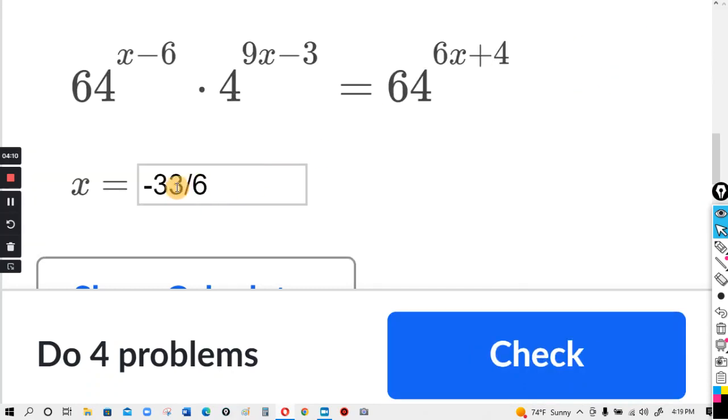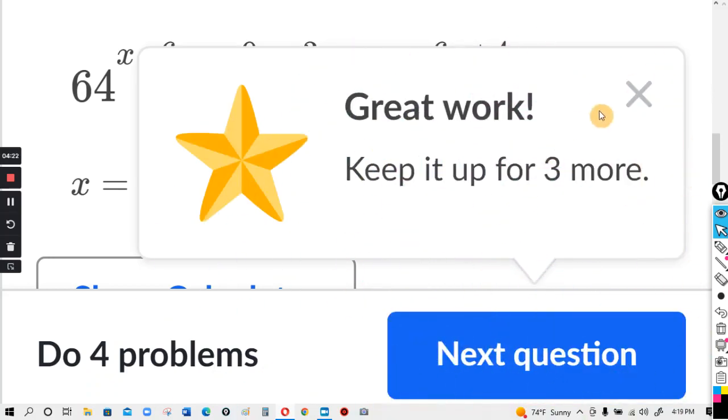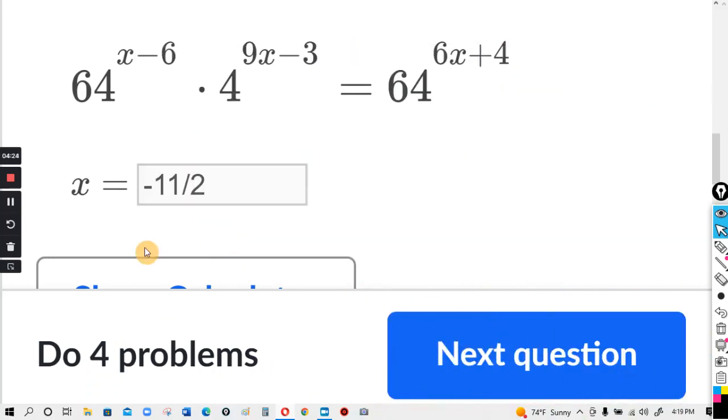They're both divisible by 3, top and bottom. So negative 33 divided by 3, that's negative 11. And 6 divided by 3 is positive 2. Okay, good. So they gave it to me. You have to reduce the fraction. If you don't, they'll make you reduce it. They won't mark it wrong if it's correct.